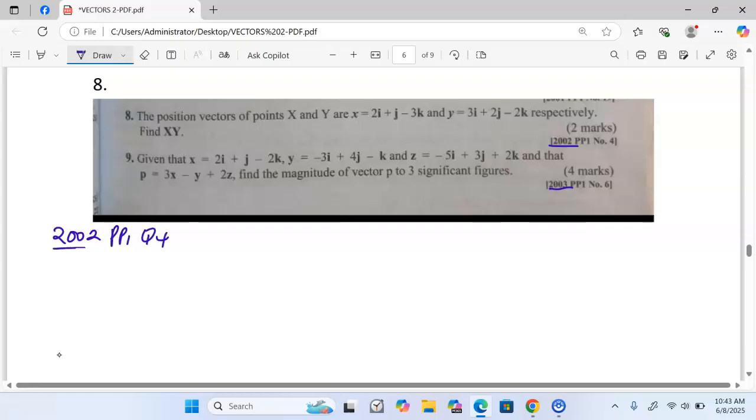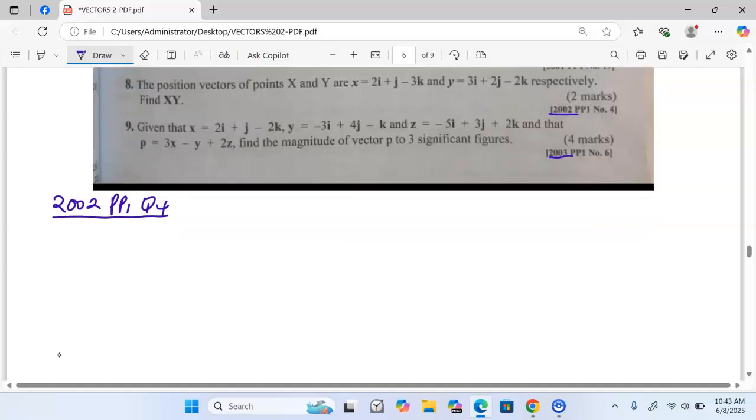question number 4. The question reads: the position vectors of points x and y are x equal to 2i plus j minus 3k and y equal to 3i plus 2j minus 2k respectively. Find xy. Once again, I'm going to draw a diagram.